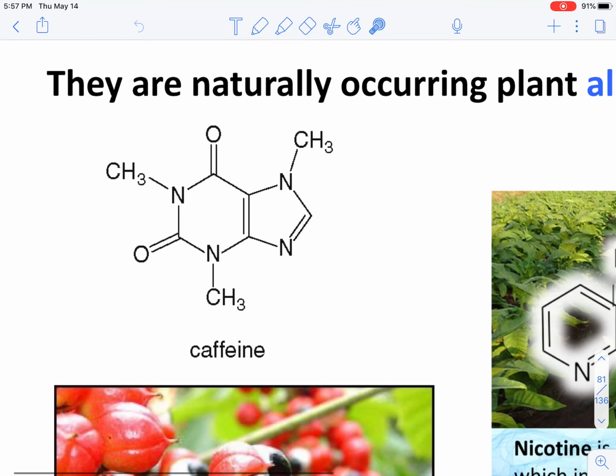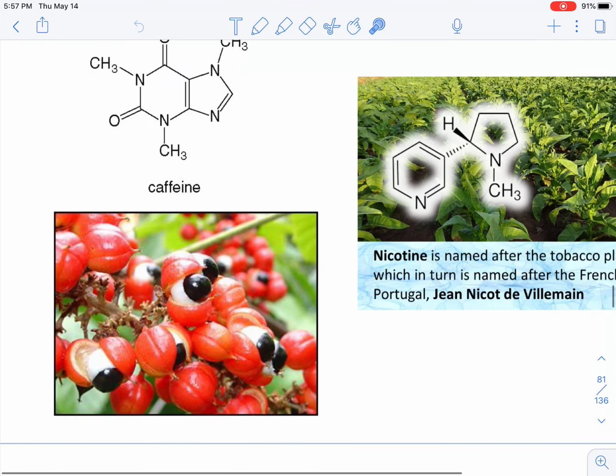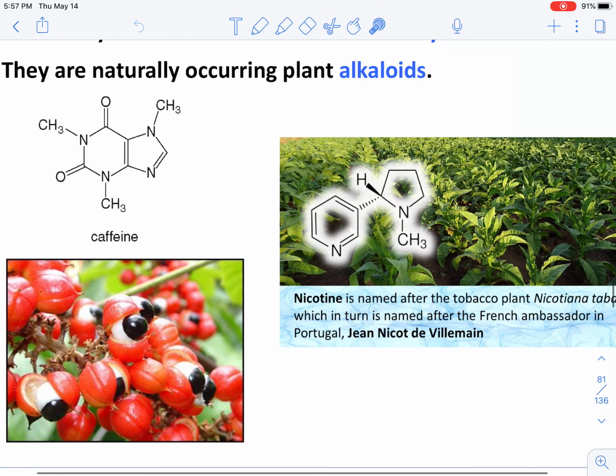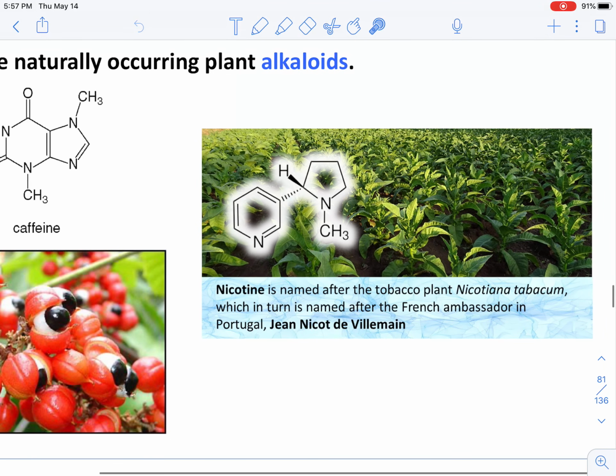And this is also a tertiary amine. Okay. And so nicotine, if you are looking at this heterocycle, here we can see another amine that's part of that heterocycle.